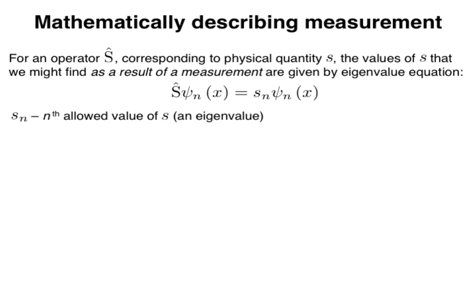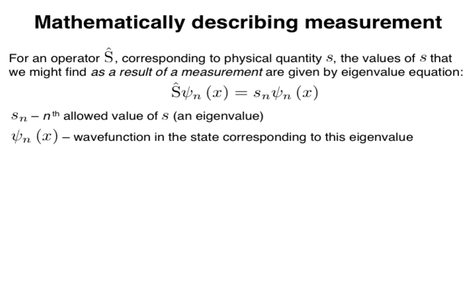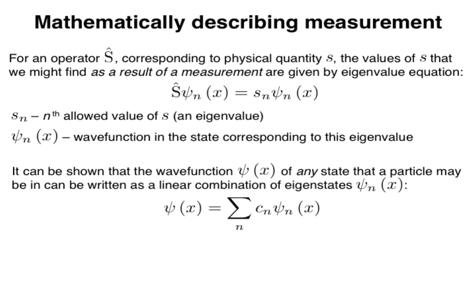Here, S_n is the nth allowed value of s, the eigenvalue of operator capital S. Psi_n of x is the wave function corresponding to this eigenvalue. It can be shown that an arbitrary wave function psi of x, corresponding to some state of a particle, might be written as a linear combination of eigenfunctions psi_n of x, that is, as a sum over those eigenfunctions, each multiplied by its own coefficient C_n, that can in general be complex.